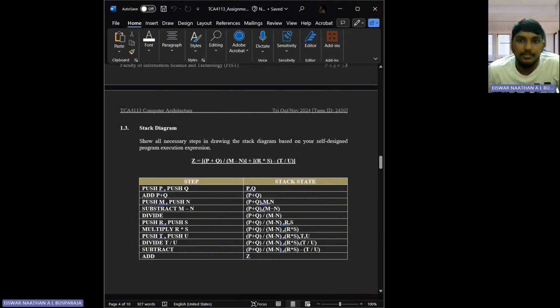Now divide T and U. It becomes P plus Q divide M minus N, and R multiply S, and T divide U. Subtract R multiply S minus T divide U. It will become P plus Q divided by M minus N, and R multiply S minus T divided by U. Finally, add the two sections to get Z: P plus Q divided by M minus N plus R multiply S minus T divided by U. This step-by-step process ensures that all operations follow the postfix order using the stack.